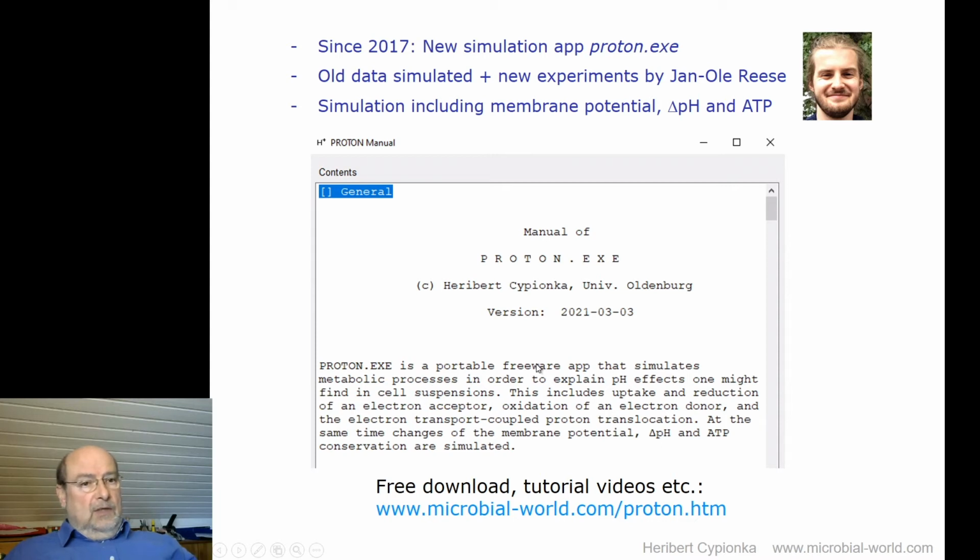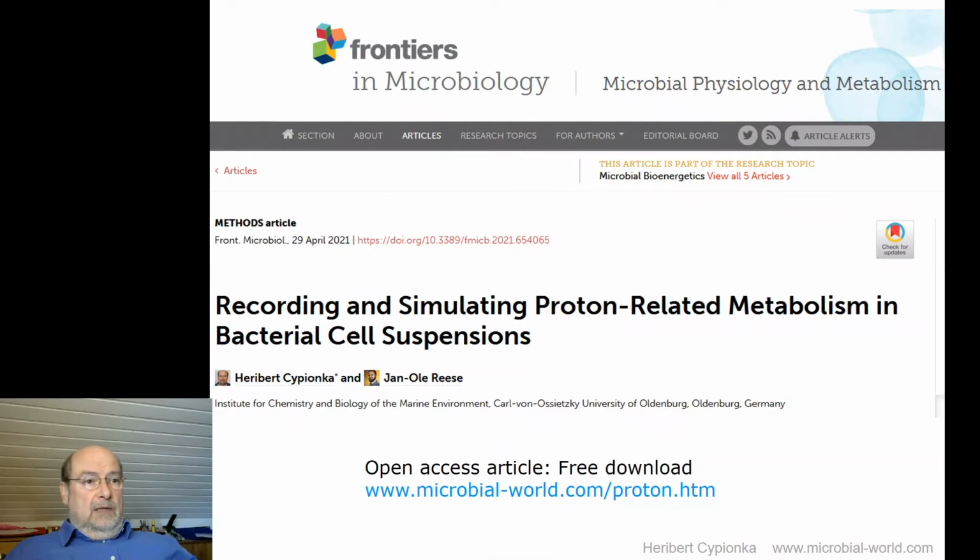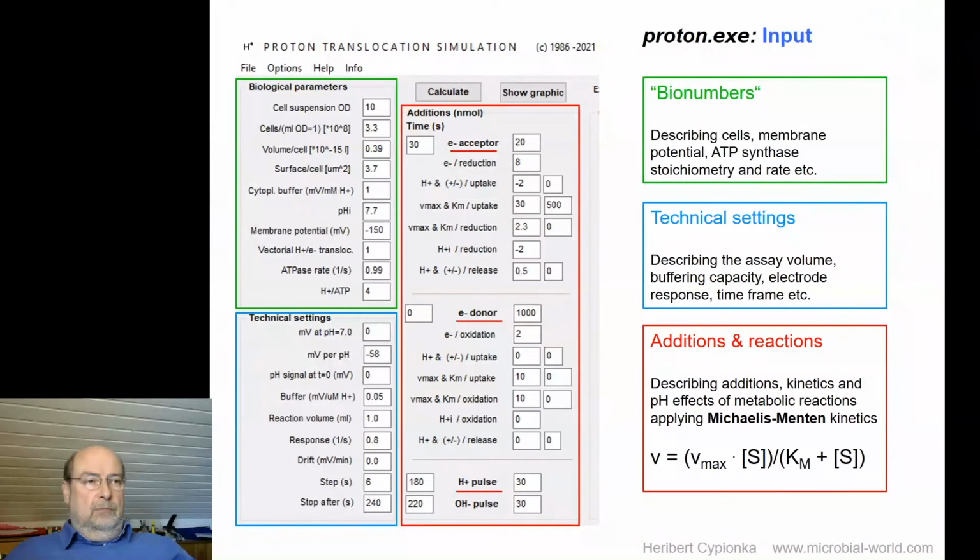It's freeware. Okay, it's primarily simulating the metabolic processes to explain the pH effects, but you really can learn about the membrane potential, delta pH and ATP, and just go to the microbial world /proton.htm to see tutorial videos and download the app to try what you can do with it. Okay, we also wrote a publication that is now in Frontiers in Microbiology, and this can also be found. It's open access on the same address in the internet, microbial world proton /.